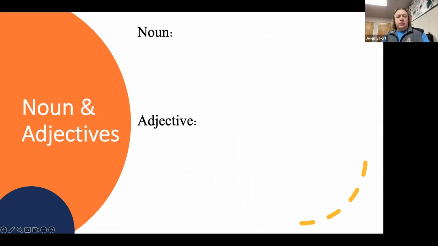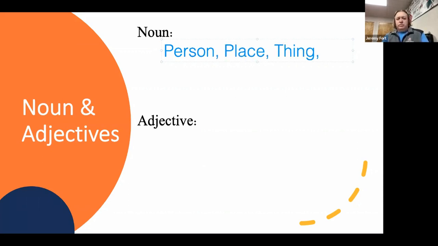So what I wanted to go through was nouns and adjectives. We talked about nouns a little bit, but give me a definition of a noun. What is a noun? A person, a place, a thing, one other.